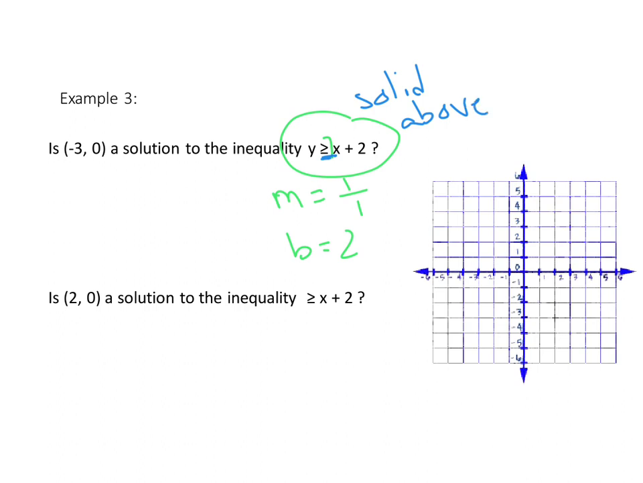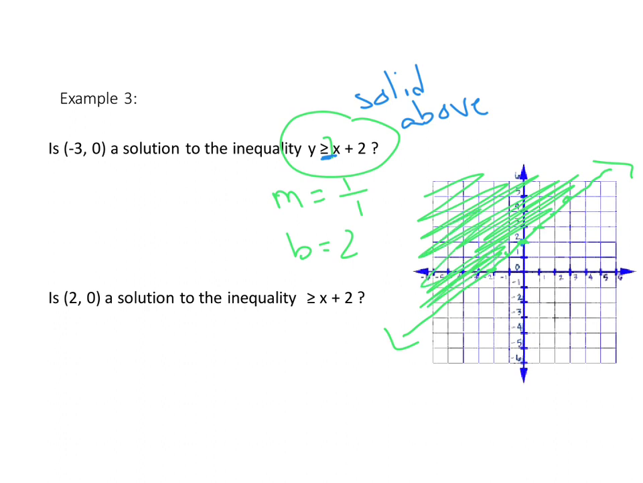So we'll start with our y-intercept, which is 2, and then our slope is 1 over 1, so up 1 and right 1, up 1 and right 1, up 1 and right 1, or you could go down and left to get your other points. And we said it's going to be a solid line, so we'll extend it all the way through. And we had greater than, so we're going to shade above, all this stuff above the line.